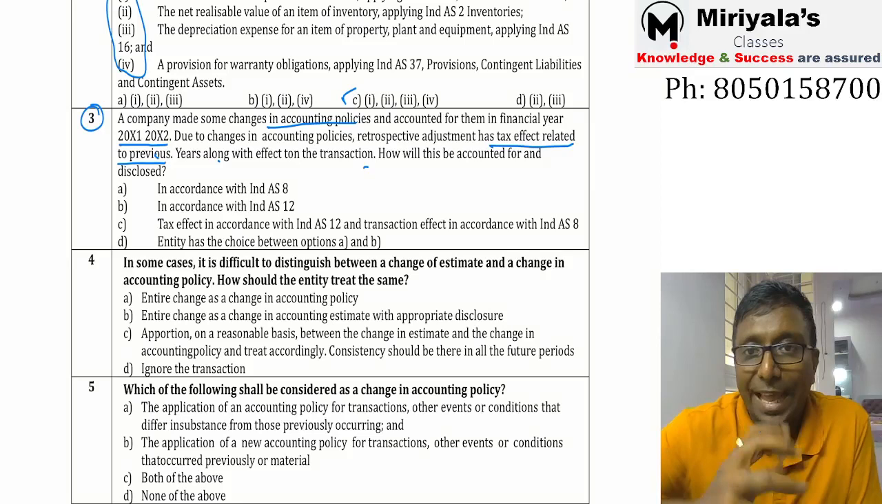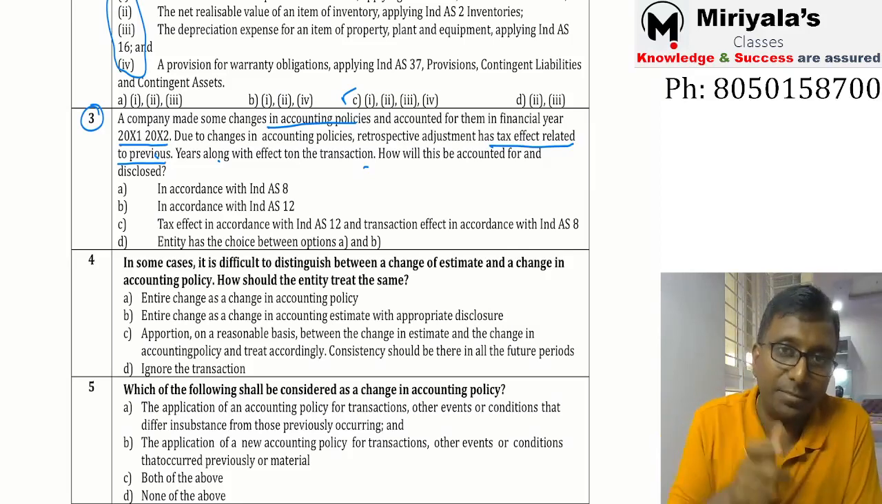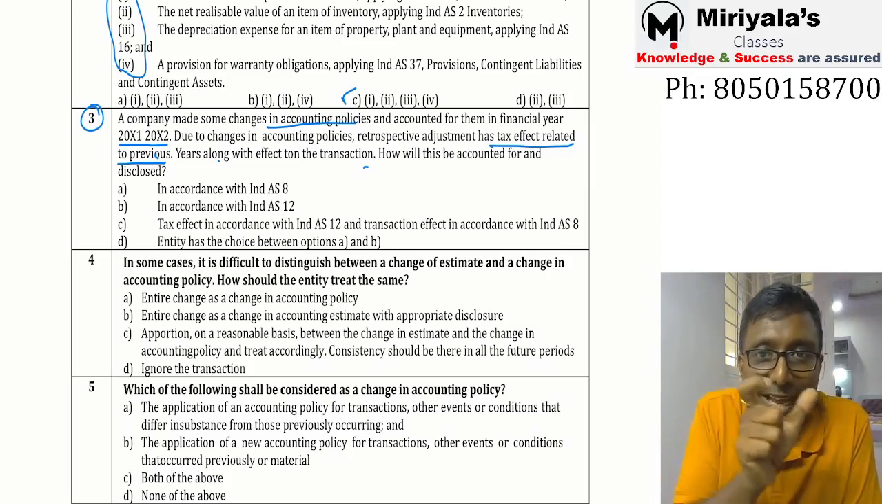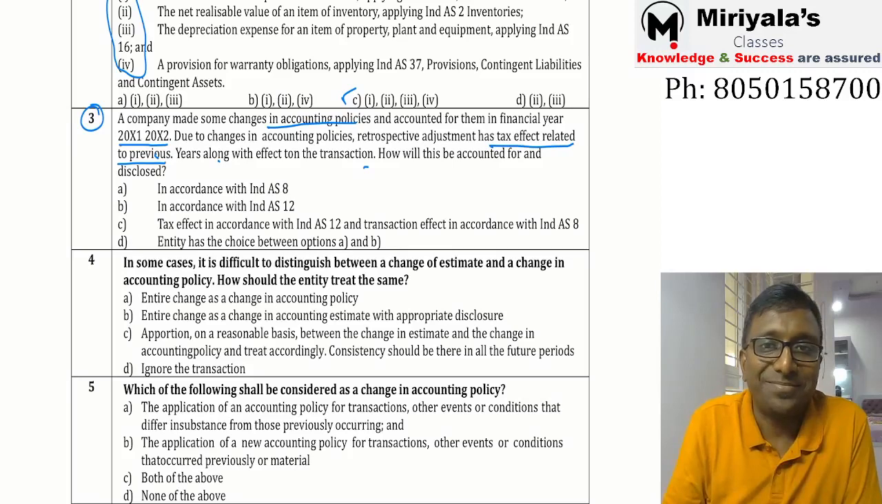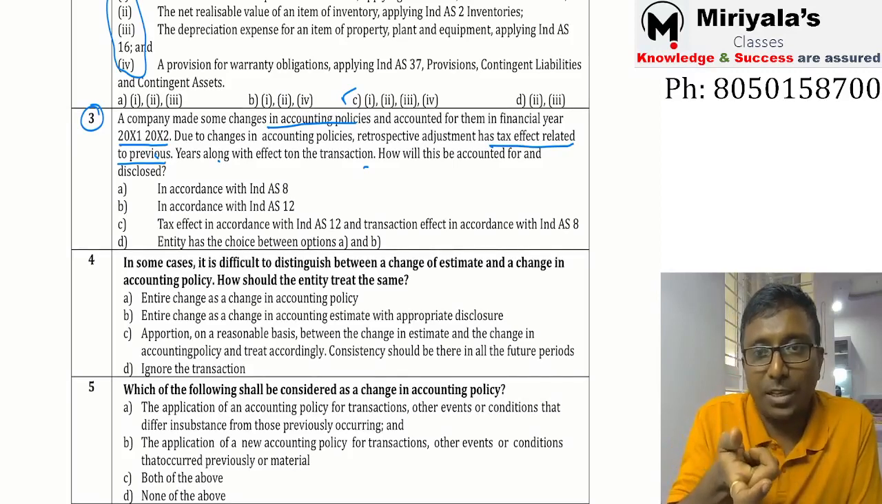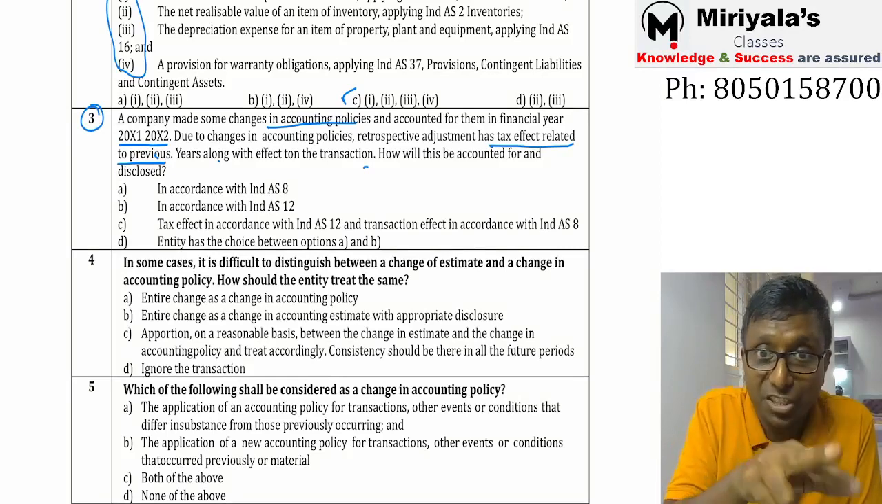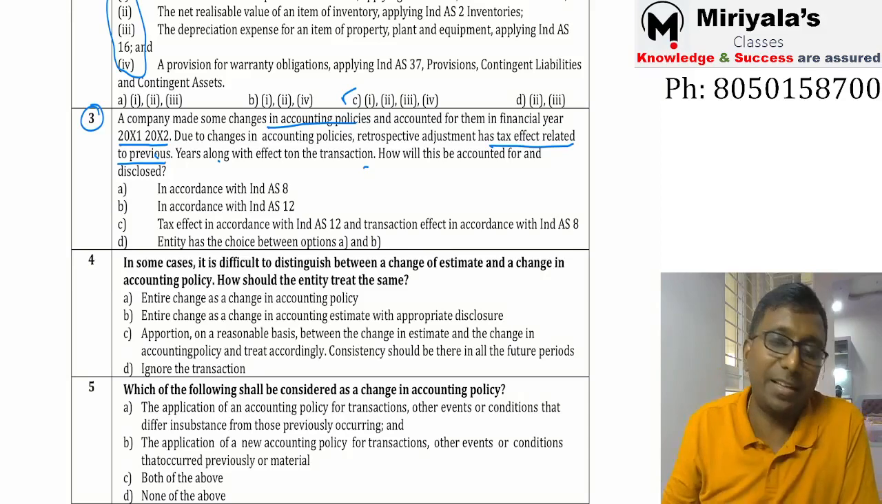Yeah. See, tax related thing. That's why Ind AS 8 says very clearly, if you read the scope, correct, tax related things you are supposed to refer to Ind AS 12. Read the text once again: the tax effect of the restatement and so on has to be dealt with as per Ind AS 12, not as per Ind AS 8.